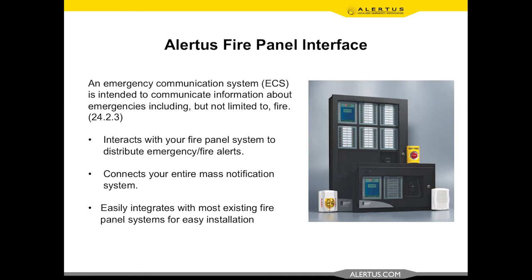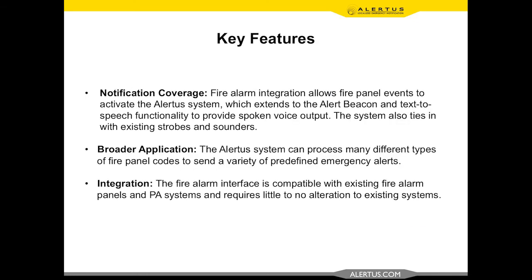We will be able to give you that information, propagate it over to all the computers, all those text messaging and apps, and put it out over the PA system in intelligible text-to-speech voice, where those truncations have been expanded out to actual verbiage and actual words. The fire department and your first responders just show up and automatically know exactly where the fire is and what the initiation device is. As you can see, broad applications: the Alertus system can process many different types of fire panel codes and send a variety of predefined emergency alerts.